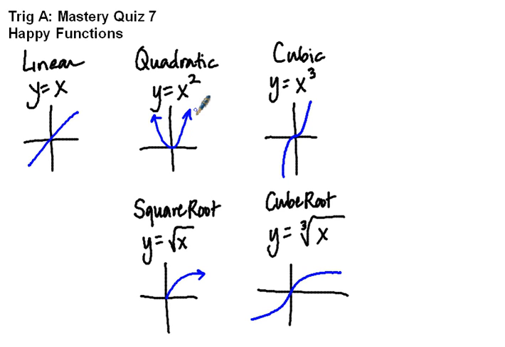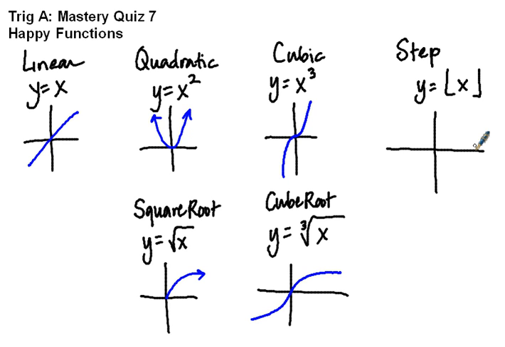Then we had a couple odd ones. We had the step function, which we chose to do the floor function, the floor of x, the greatest integer less than or equal to x, which meant that it had an open circle on the right end. Okay. Make sure that your steps don't overlap because that would make it not a function anymore.